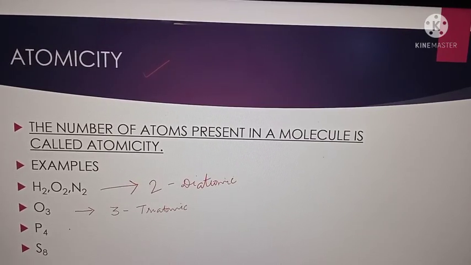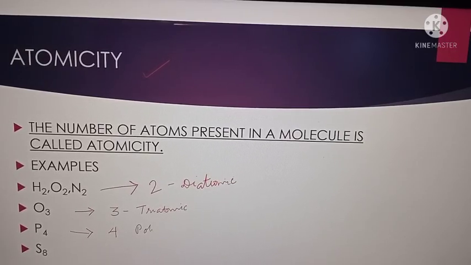Then you can see here phosphorus is P4 and it has atomicity 4. That means there are 4 atoms present in one molecule. So these will be considered as polyatomic molecules. Similarly, S8 has 8 sulfur atoms, so this is also coming under the category of polyatomic.